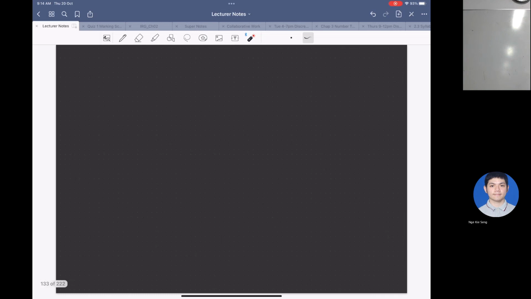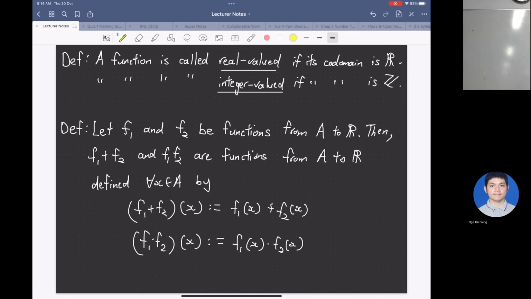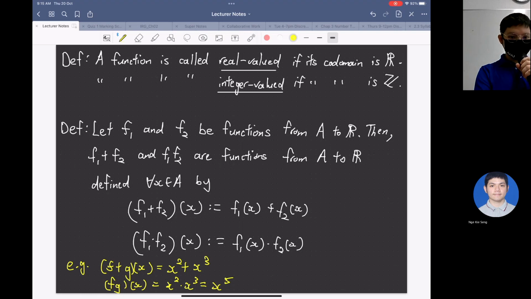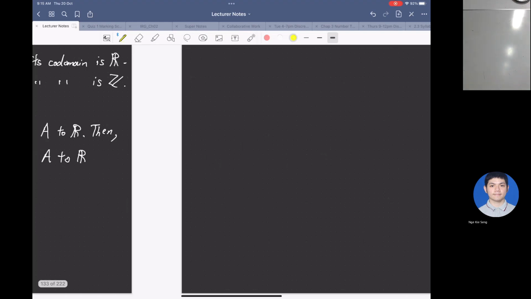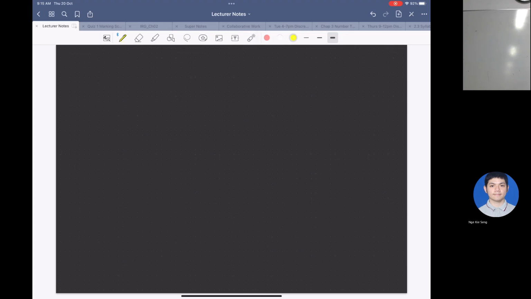Okay. And then for example, we can do f plus g just now, where you get what do you get? You get x squared plus x cubed. Okay. How about fg(x)? You get x squared times x cubed. So it's again another function. Okay. So there are two important properties we want to examine on the function.